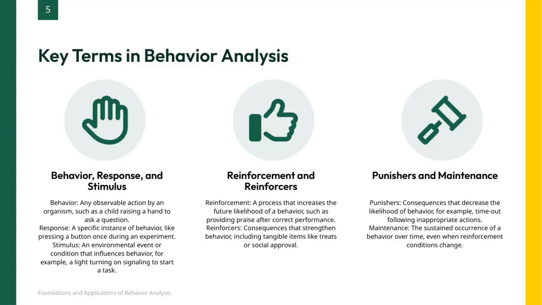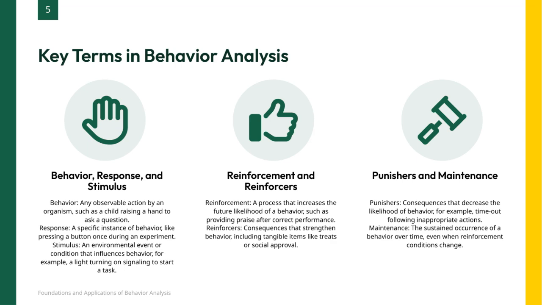Let's go over some key terms in behavior analysis that are fundamental to understanding how behavior is studied and modified. First, we have behavior, which refers to any observable action by an organism. For instance, a child raising their hand to ask a question is a clear example of behavior. A response is a specific instance of that behavior. Say, pressing a button once during an experiment. Then we have a stimulus, which is any environmental event or condition that influences behavior, like a light turning on to signal the start of a task.